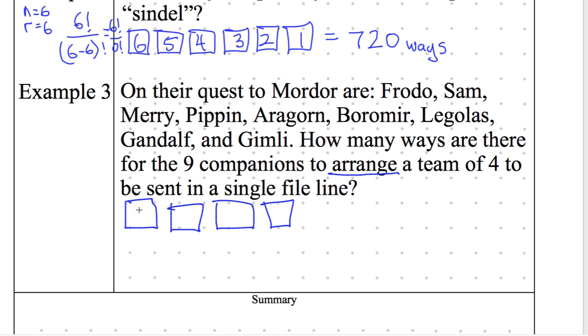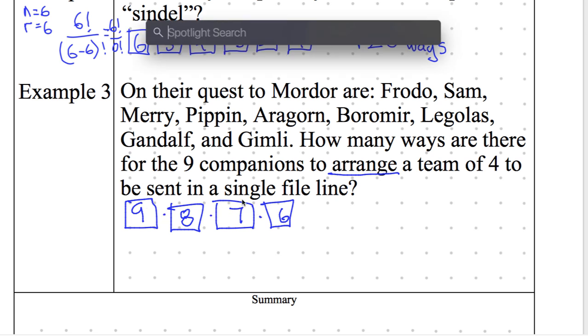Anyway, so how many different ways can I choose the first person in the line? Of the 9 companions, how many can I choose from? I have 9. There's 9 people that can be the leader. How many people can go second? So 8. Then 7. Then 6. And then we don't have any more because that's the team of 4.